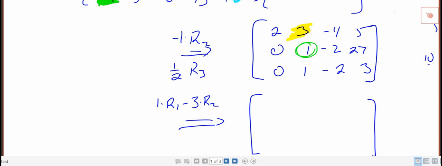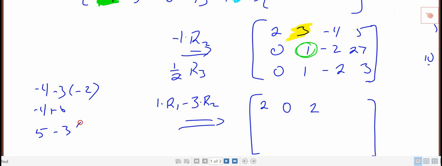Okay. All right, so that's going to be 2, because we do 2 minus 0. 3 minus 3 times 1 would be 0. Negative 4 minus 3 times negative 2. So that's negative 4 plus 6. That'll be 2. And then 5 minus 3 times 27. So that's 81. So 5 minus 81 would be somewhere around negative 76.